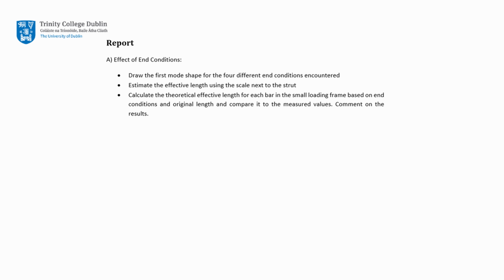This report is split into two parts, corresponding to the two experiments that were undertaken. Part A, effective end conditions. Draw the first mode shape for the 4 different end conditions encountered. Estimate the effective length using the scale next to the strut. Calculate the theoretical effective length for each bar in the small loading frame based on end conditions and original length, and compare it to the measured values. Comment on the results.